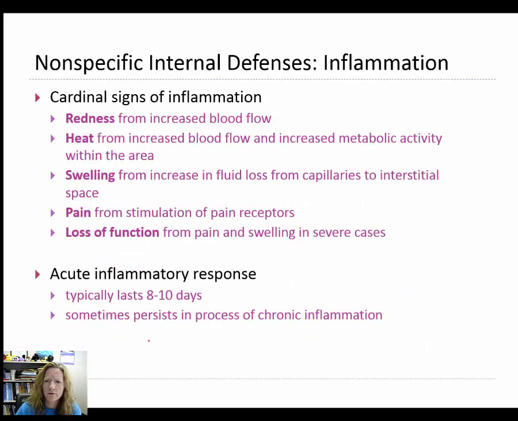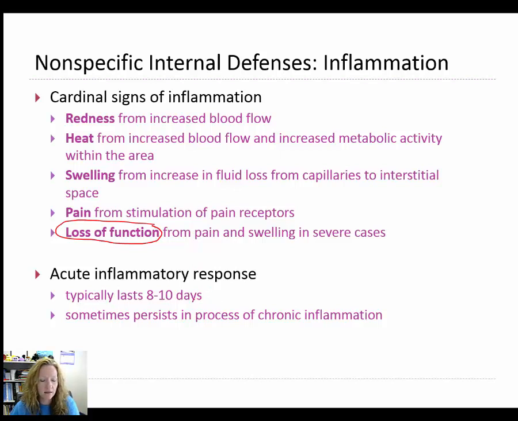So it talks about the 4, sometimes 5 cardinal signs of inflammation. Some books will say the fifth is loss of function. But you had that redness because of all of that vasodilation, that increased blood flow. You have heat, again, because of that increased blood flow and because of the increase in metabolic activity. You have the swelling because of the capillary permeability that's pushing fluid out of the capillaries and into the interstitial space. So this acute inflammatory response typically lasts about 8 to 10 days.